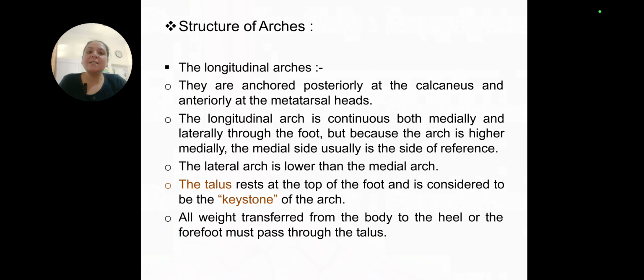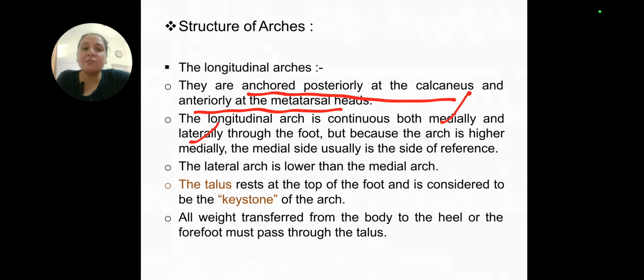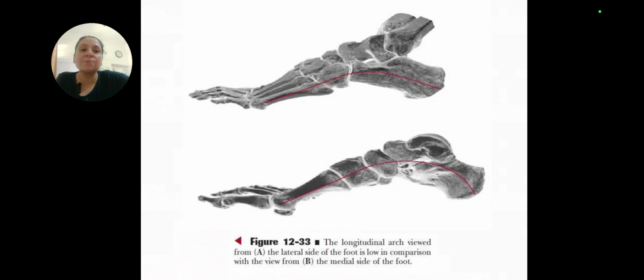You see, it is anchored posteriorly by the calcaneum and anteriorly by the metatarsal heads. So you have the medial longitudinal arch as well as the lateral longitudinal arch, whereas the medial arch is higher as compared to the lateral one, and the lateral arch is lower than the medial one. The talus becomes the keystone of this longitudinal arch. Now you can see the initial one is the lateral, and below is the medial one. This is for the medial side and this is for the lateral side. On the lateral side, the arch is less as compared to the medial side.